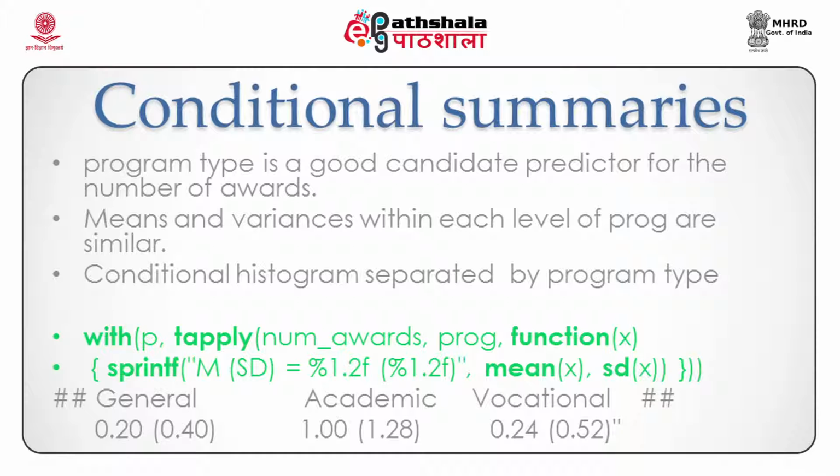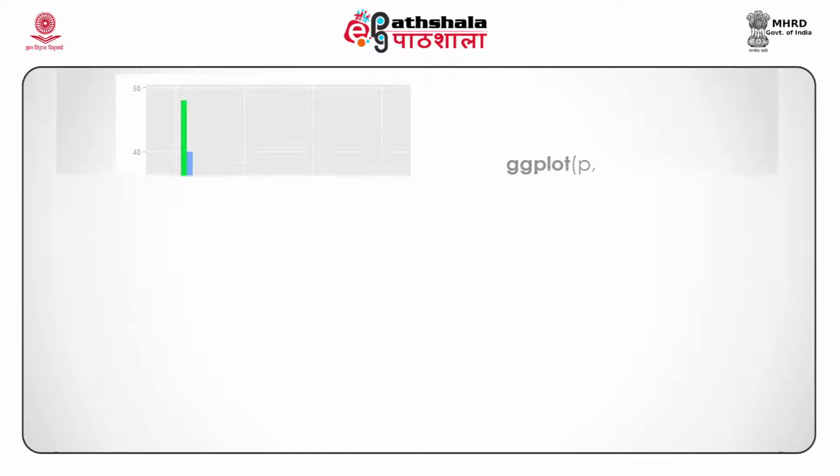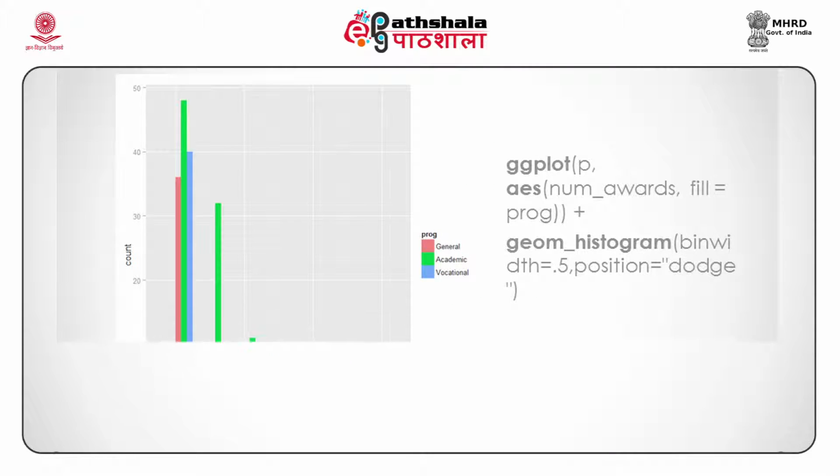As I said before, you can see firstly that the number of awards appears to be quite different depending upon the nature of the program, and hence our conclusion that program type is a good candidate predictor for the number of awards. Secondly, the means and variances within each level of program are similar, so 0.2 and 0.4 for general, 1 and 1.28 for academic, and 0.24 and 0.52 for vocational, so there is close agreement for each of the 3 categories.